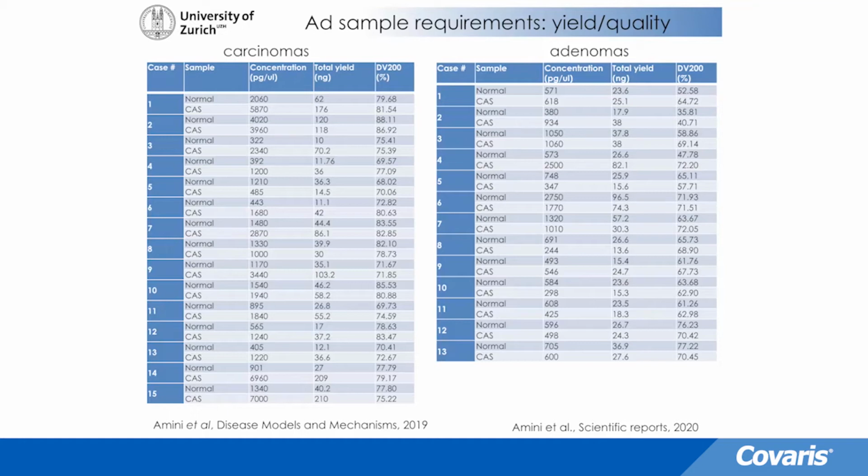This table is just to show you the quality of RNA that we routinely get when isolating cancer-associated stroma from clinical samples. On the left, you can see data for carcinomas, on the right for adenomas. For RNA from FFPE, it is best to determine RNA quality using the so-called DV200 value, which estimates what proportion of RNA is longer than 200 nucleotides. You can see in the last column of both tables that the DV200 values are usually somewhere between 65 and 80%, which is considered quite good using this Covaris-based approach.